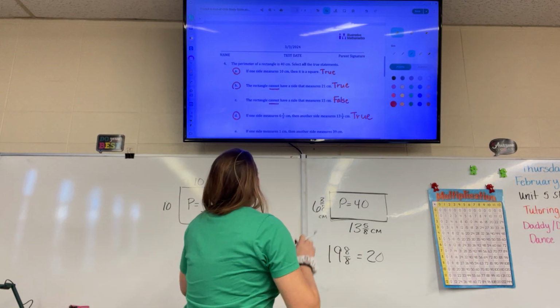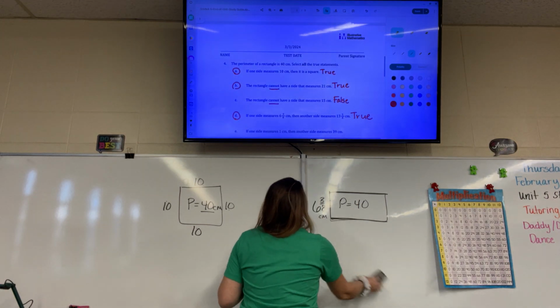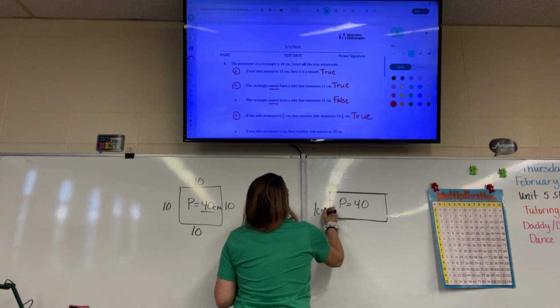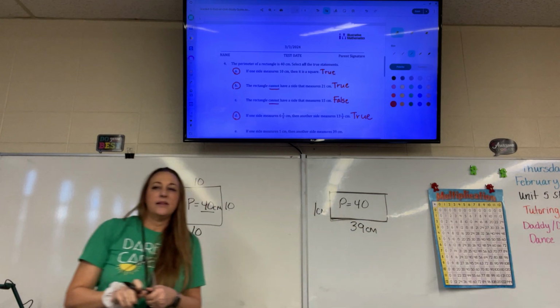Okay, the last one says if one side measures 1 centimeter, the other side measures 39 centimeters. Would that work? Athena, what do you think?